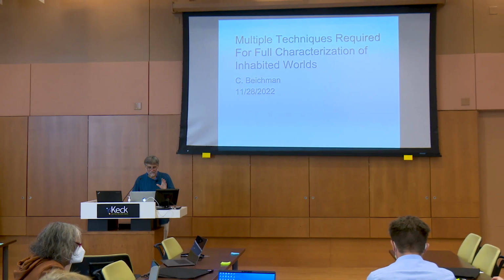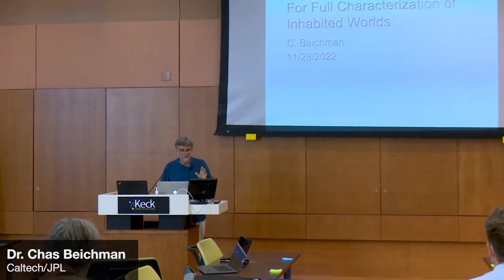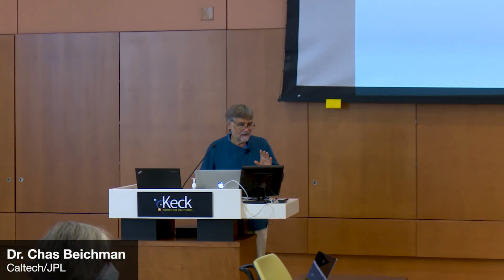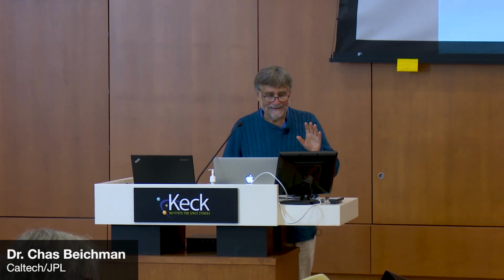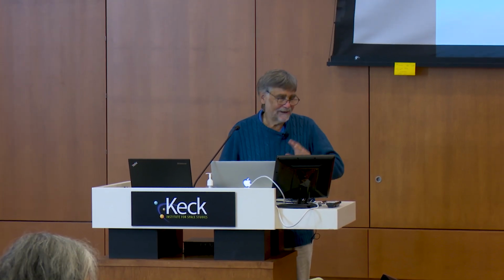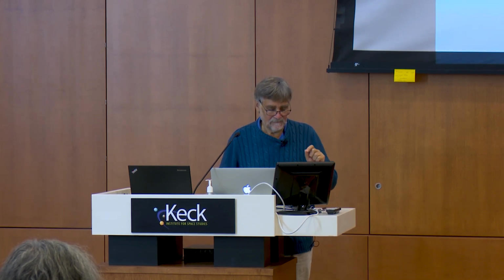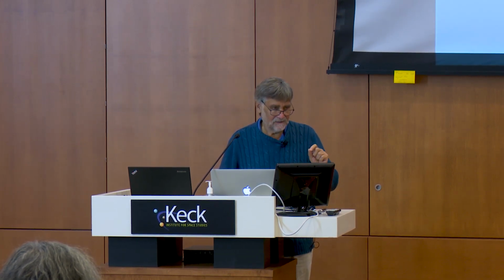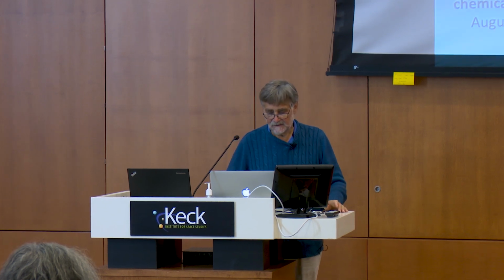So I want to talk about how you really require multiple techniques to fully characterize inhabited worlds, not to mention potentially habitable worlds or any worlds. We're sort of used to it, but I think the whole question of finding inhabited planets, at least with primitive life, I'll try to emphasize how you need all these different techniques.